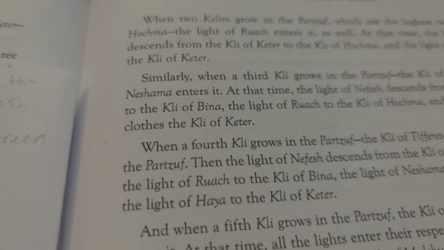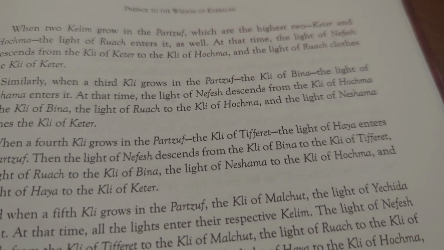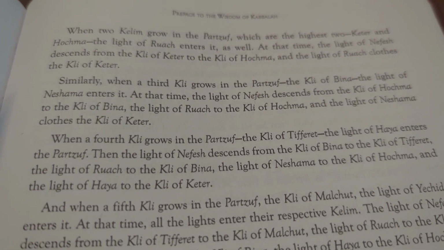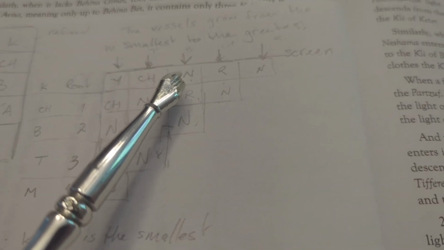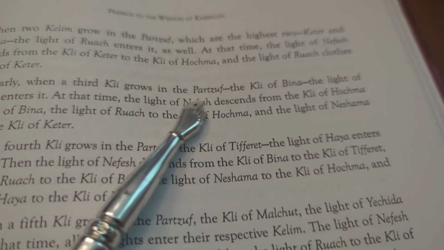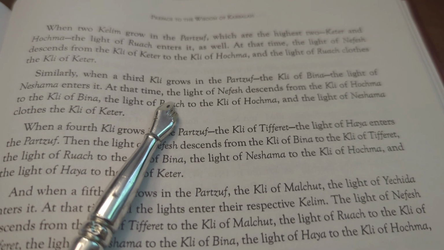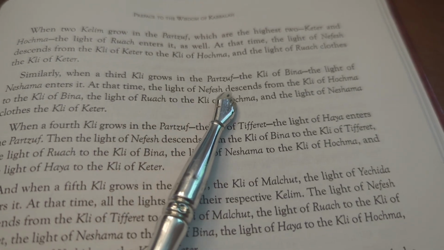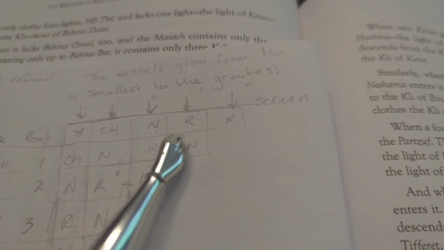Then it says here, similarly, when a third Kli grows in the Partzuf, the Kli of Bina, the light of Neshama enters into it. So we see here, now we have Neshama entering in. The Neshama entering into the Kli. So it says the third Kli grows in the Partzuf of the Kli of Bina, the light of Neshama enters in it. At that time, the light of Nefesh descends from the Kli of Hochma to the Kli of Bina.